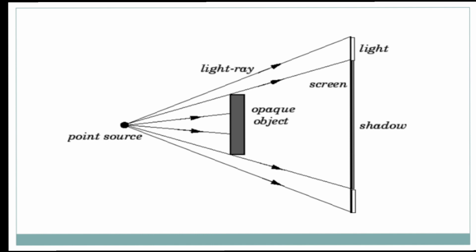A typical example is a point source. A source is nothing but something that emits light. When the light meets the opaque object, it doesn't pass through it, but its shadow is formed on the screen behind the opaque object.